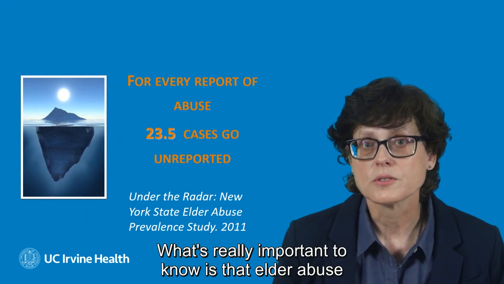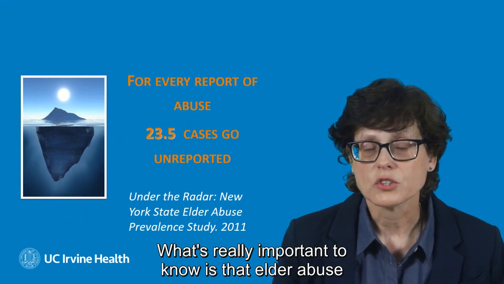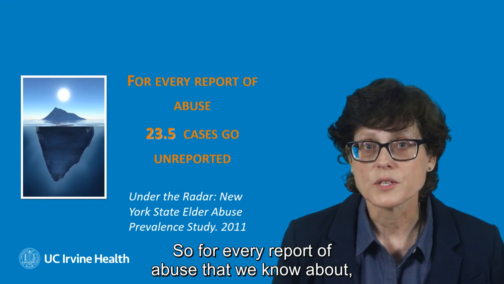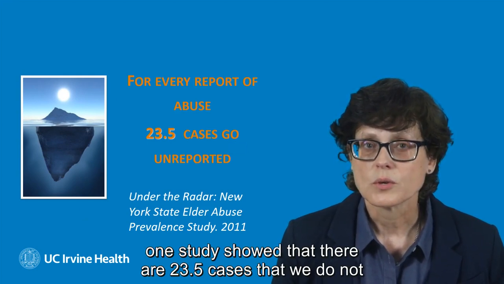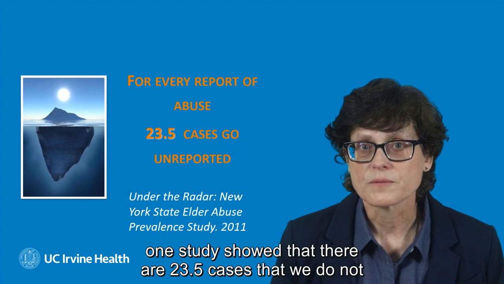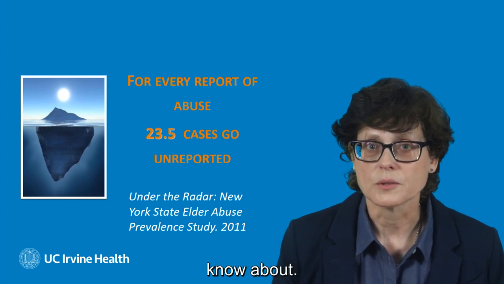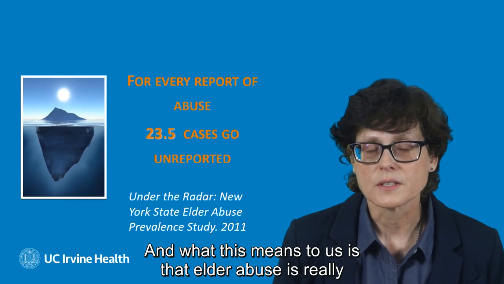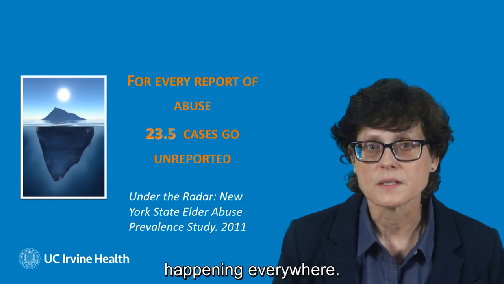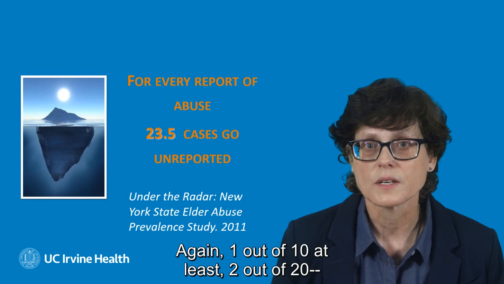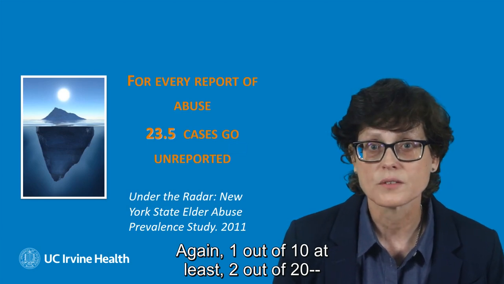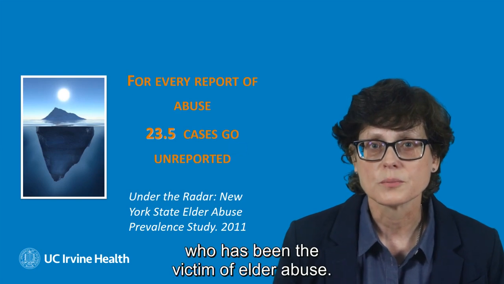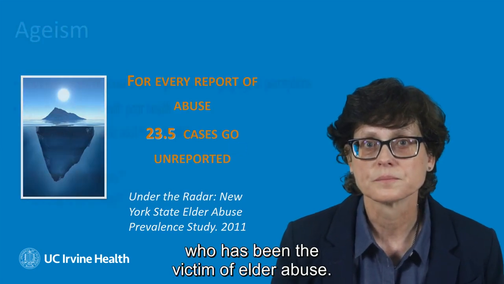What's really important to know is that elder abuse is underreported. So for every report of abuse that we know about, one study showed that there are 23.5 cases that we do not know about. And what this means to us is that elder abuse is really happening everywhere. Again, 1 out of 10 at least, 2 out of 20. If you know 20 older adults, you know someone who has been the victim of elder abuse.